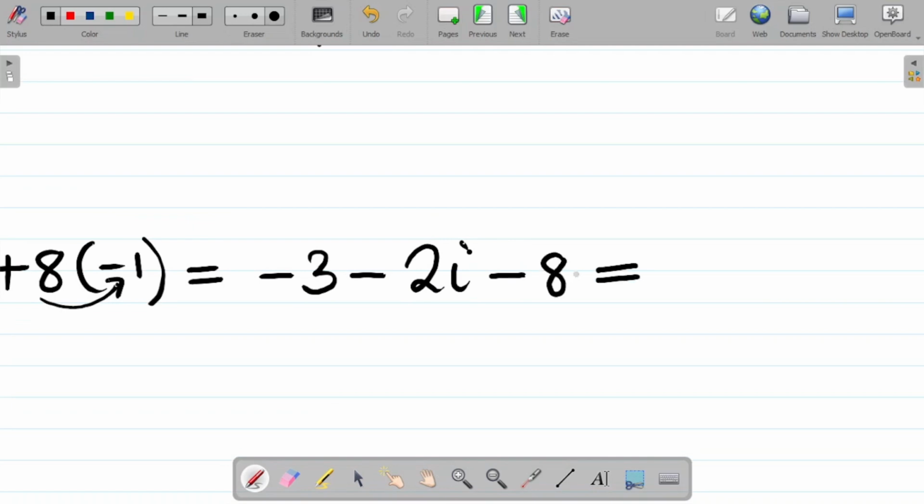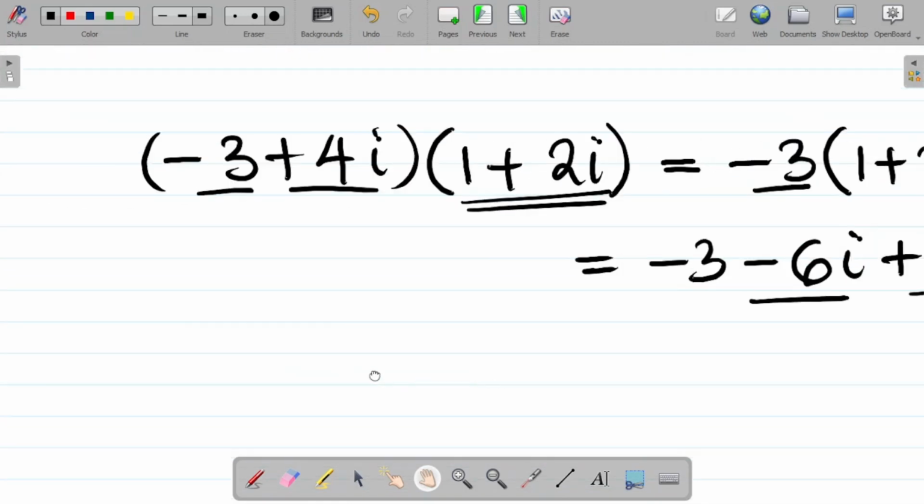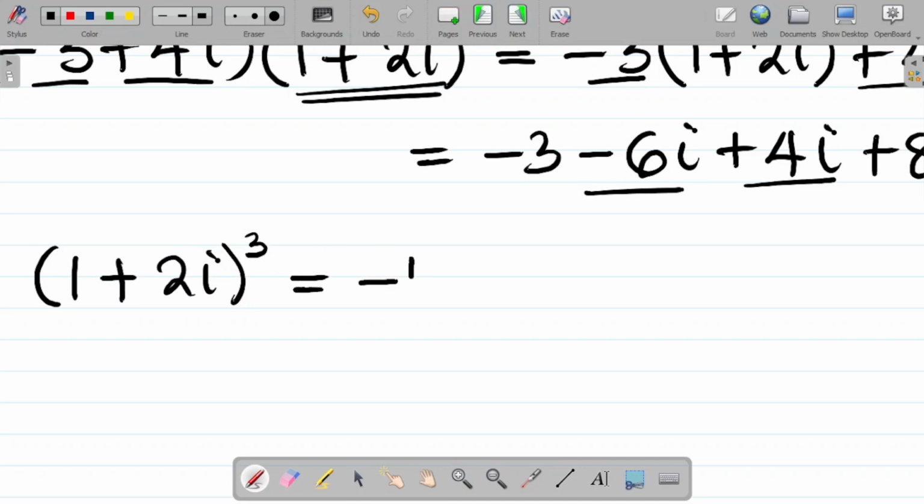Now I'll take the terms that do not have i attached to them. That's minus 3 minus 8. If you punch minus 3 minus 8, you have minus 11. And then you have this one here, which is minus 2i. So in essence, our final result is minus 11 minus 2i. So what this means is that the final value of the numerator, 1 plus 2i all cubed, should be equal to minus 11 minus 2i. So with this, we've gotten the value of the numerator.